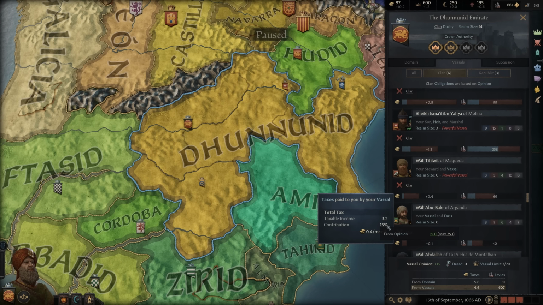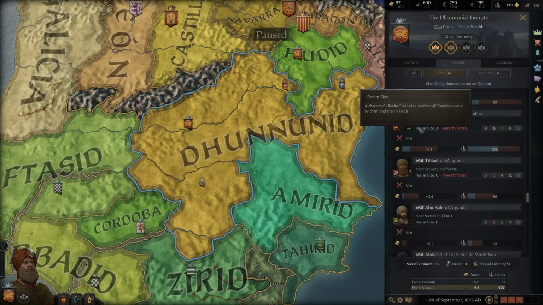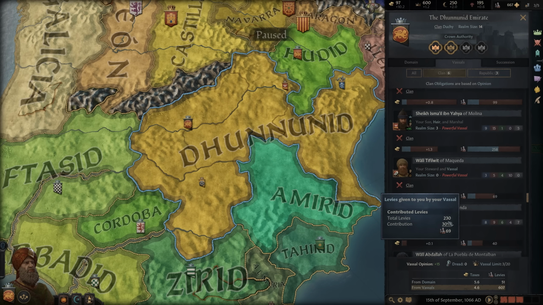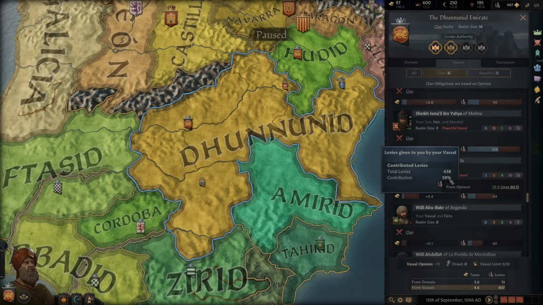If someone were to say have 95 opinion of us, which is the closest I've got to 100 right now, that's going to confer an additional 24% contribution. So having that max 100 opinion equals 10% more tax and 30.5% levies. Again, looking over at levies, that base contribution is 30% at 0 opinion. And then at 95, we would get 59%, which is that 30.5 that we'd be getting from the roughly 100 opinion here.